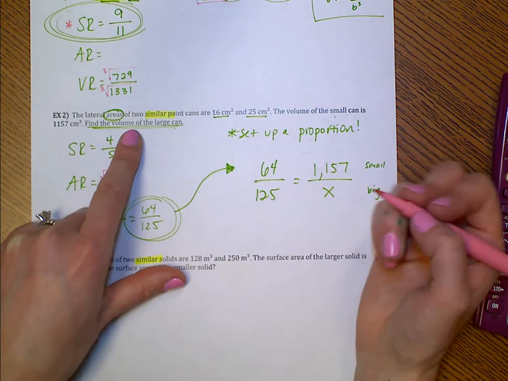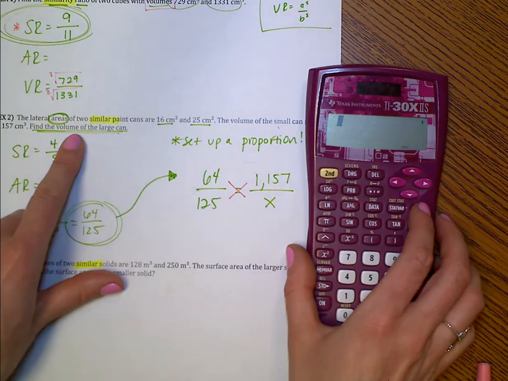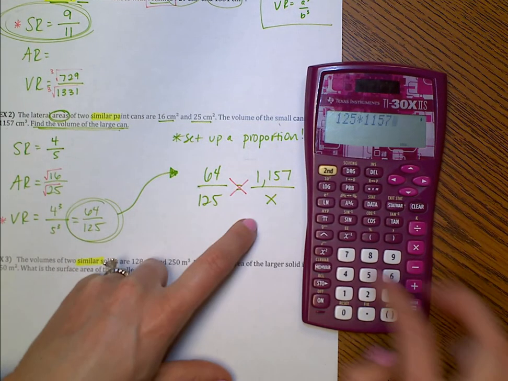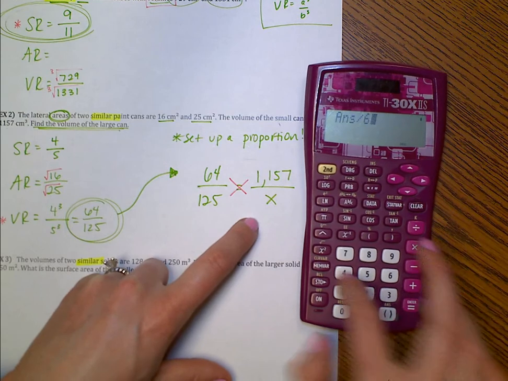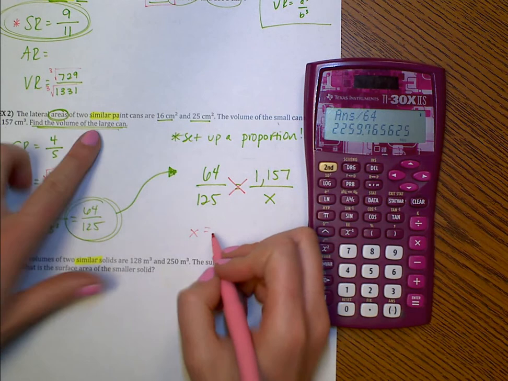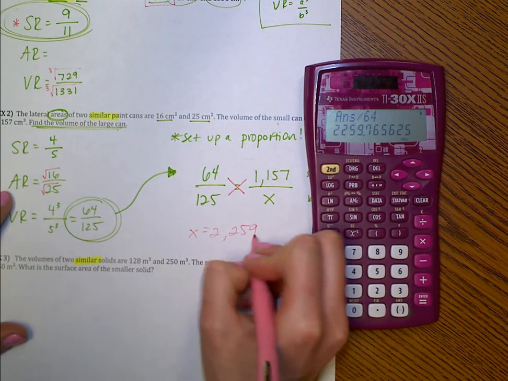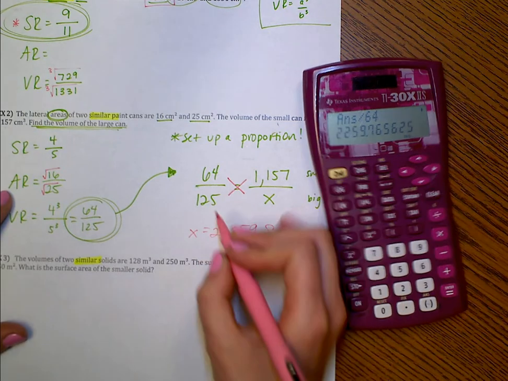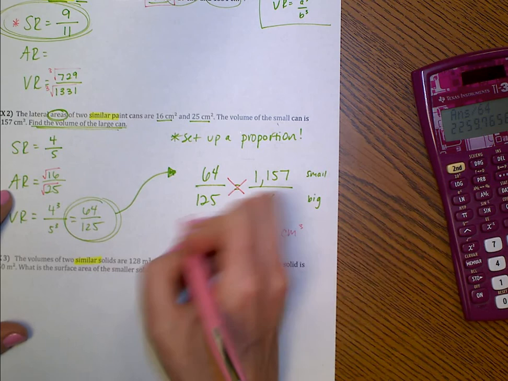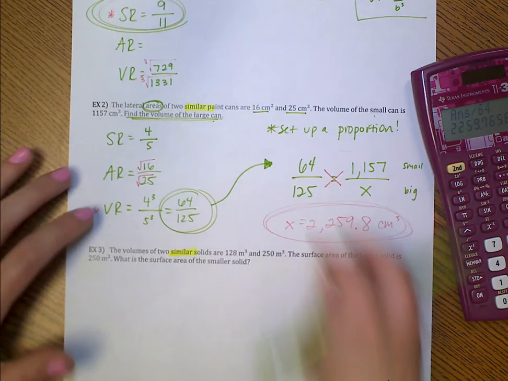Once you've set up your proportion, you just cross multiply and divide. So I'm just going to put that in my calculator all at once. 125 times 1,157 divided by 64. And I get, they didn't tell me how to round, let's just say 2,259.8 would be the volume of the large can, centimeters cubed. Whew, kind of a lot of steps. Let's do one more.